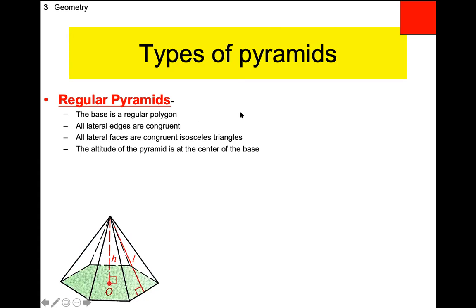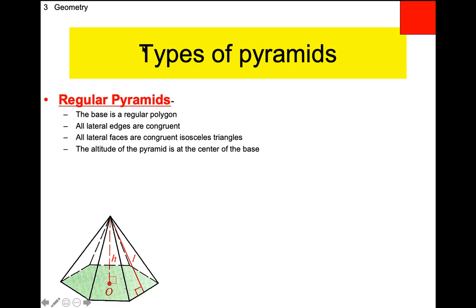The third thing is that the triangles that make up the sides, we call those the lateral faces, are all congruent isosceles triangles. That means they're all the same, and they're all isosceles triangles. Now, once again, the picture doesn't do good justice to this, but you have to understand that if it's regular, all the triangles are congruent and all the triangles are isosceles triangles. That will be helpful in a little bit. And then the fourth and final thing by definition is that the altitude, this H right here, comes from the center of the base. And that one's kind of obvious.